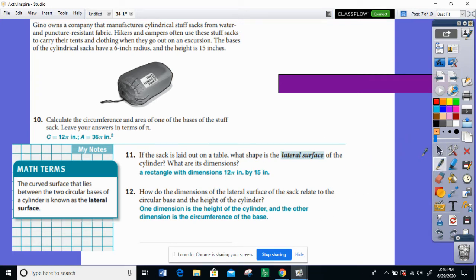So we were just saying that one dimension for the lateral surface of the sack is the height of the cylinder. That would be this length right here, which is 15 inches. And the other is the circumference. That's the distance one time around the circular base of the cylinder.